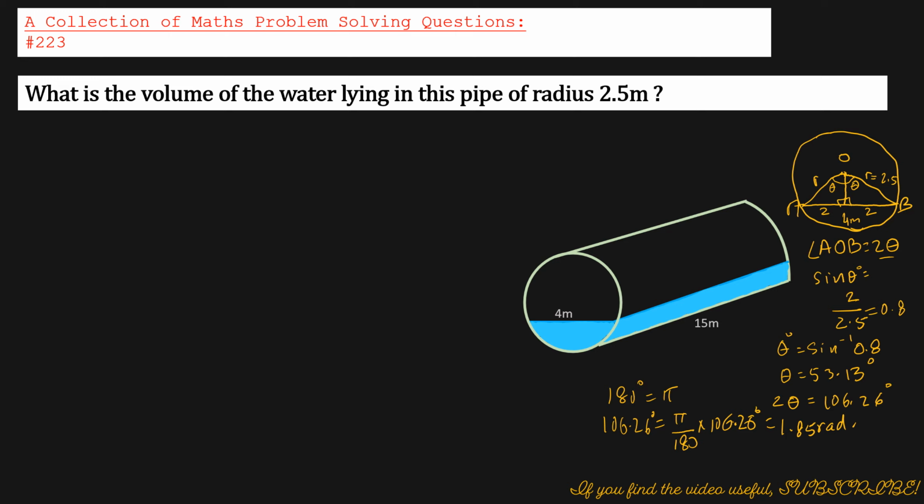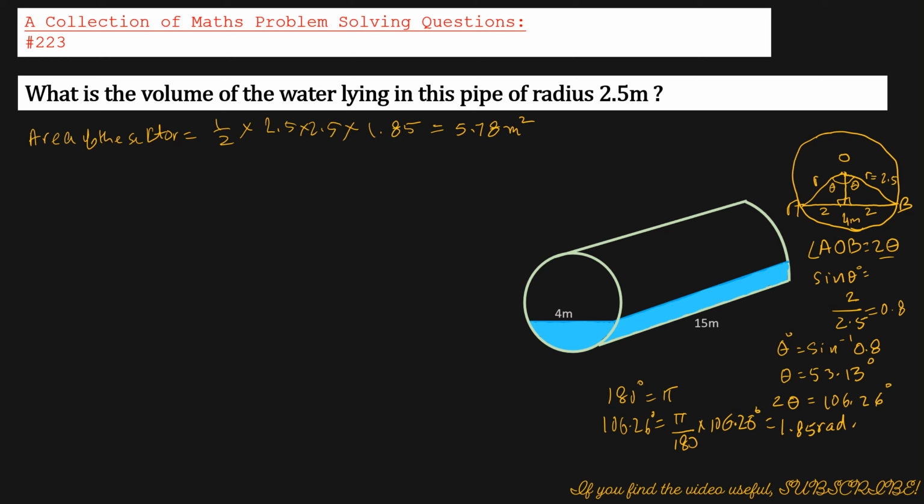Now we have to find the area of the sector. So we find the area of the sector, half times r squared times theta. r squared is 2.5 times 2.5 times theta, which is 1.85. So that gives me 2.5 multiplied by 2.5 multiplied by 1.85, equals that, divided by 2, and that is 5.78. So that is the area of the sector.